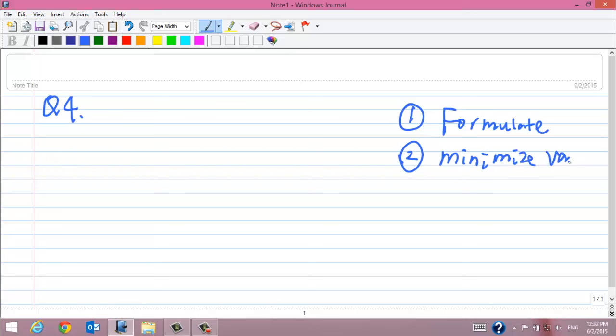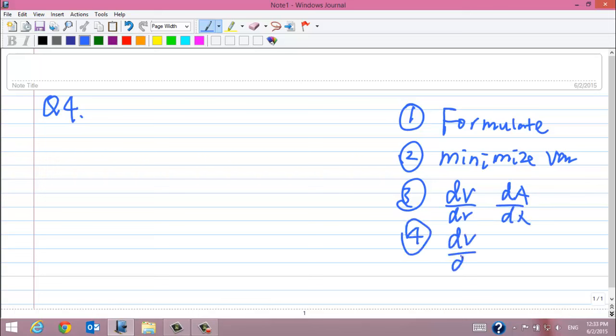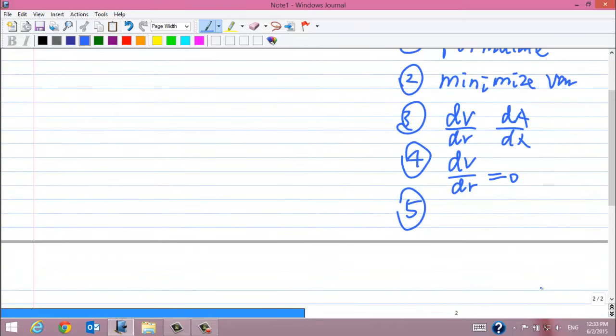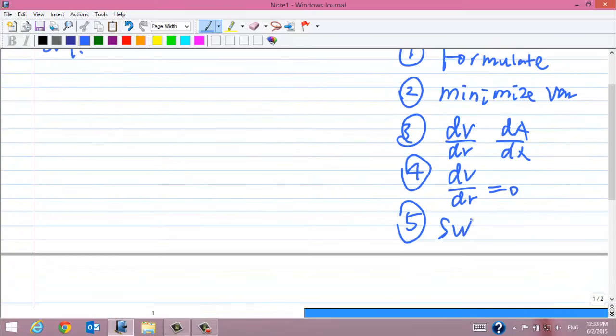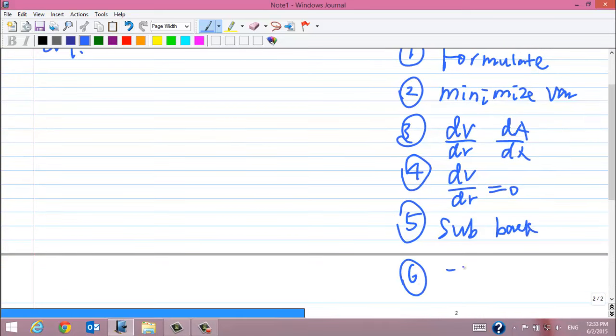Next one, I'll explain to you later. PV, differentiate, or the a dx. And number 4, you just make it 0. You solve it. And number 5, you will solve it and you sub back. And number 6, you will just justify whether it's maximum or minimum.